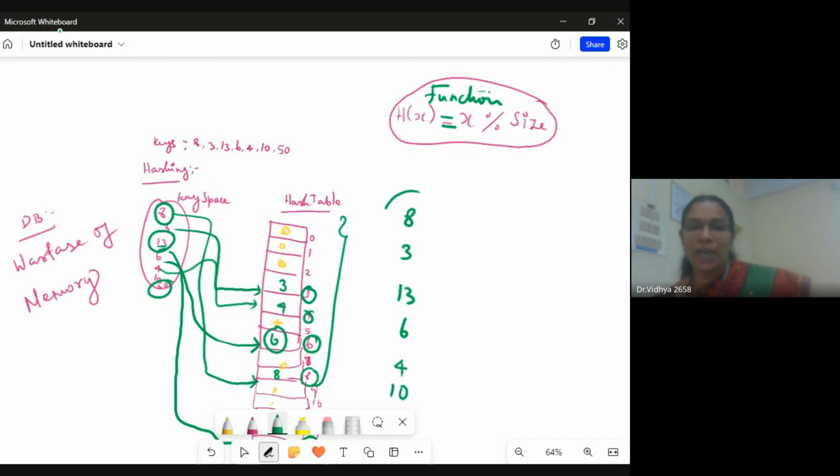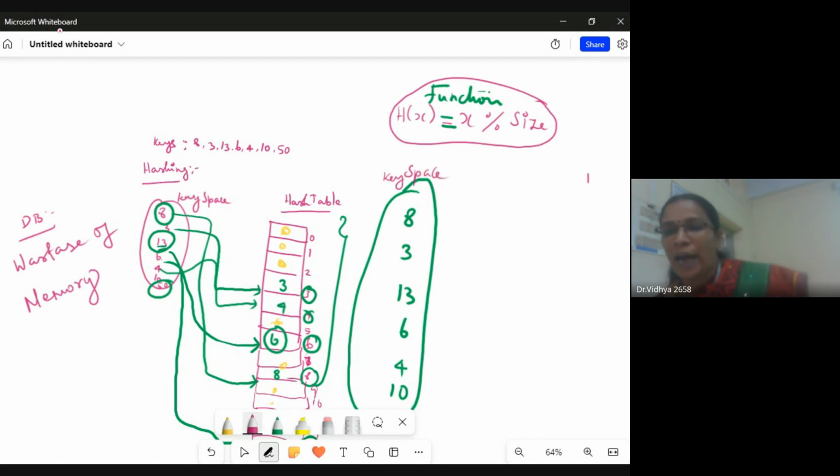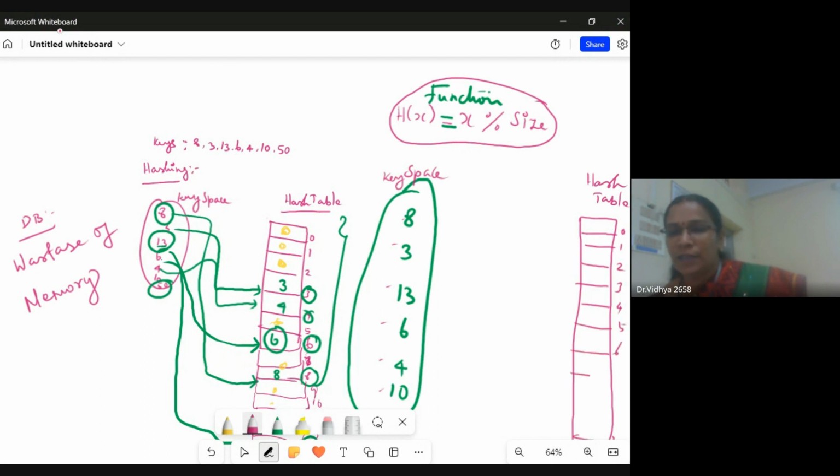Imagine that we have the key space, where the elements are stored, and another one is our hash table. So here, totally how many elements do we have? 1, 2, 3, 4, 5, 6 elements. So for example, I'm creating the hash table with indexes like this: index 0, index 1, index 2, index 3, index 4, 5, 6, 7, 8, and I can have up to 9.